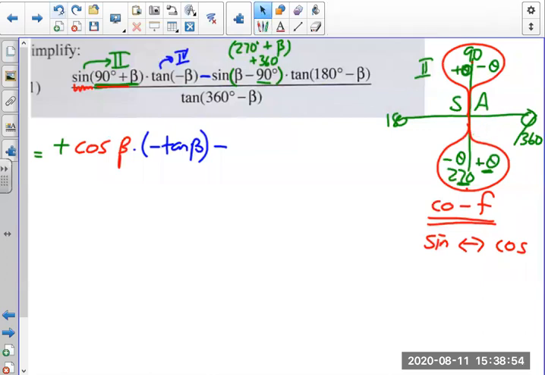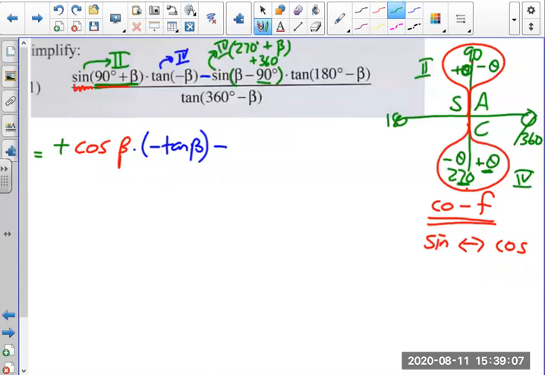Fourth quadrant, and in the fourth quadrant, only cos is positive. So that's the fourth quadrant where sine is negative. But there's a thief. So the thief tells me the sine must change to cos. So it must change to minus cos beta.